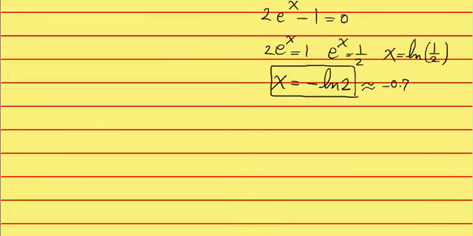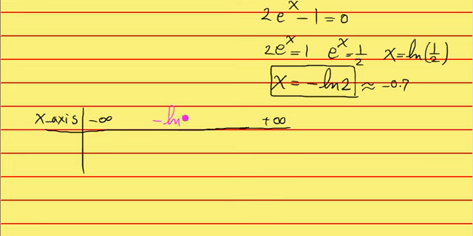How do we make sure of that? We make a table. Here's the x-axis. It starts from minus infinity to plus infinity. We only have one point to worry about, that's minus logarithm of 2. Here is my derivative, which was 2 exponential of 2x minus exponential of x.